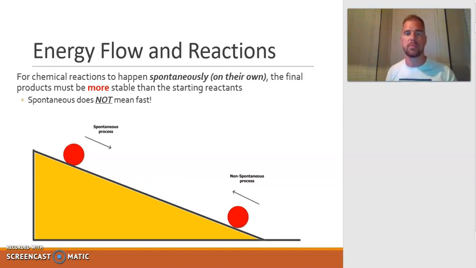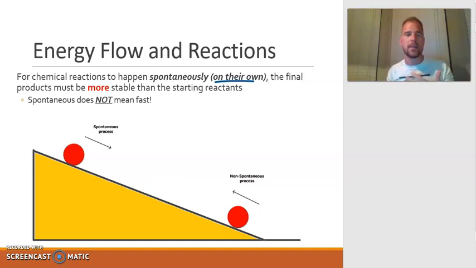Now, a lot of times when students hear spontaneous, they think fast, right? They think, oh, if something happens spontaneously, it happens fast. That's not true. A lot of reactions happen spontaneously, but they happen very slowly. So what does spontaneous mean then? Essentially what it means is it happens on its own, right? The reaction does not need a scientist to do anything to interject. It's a reaction that's going to happen naturally, if you will.